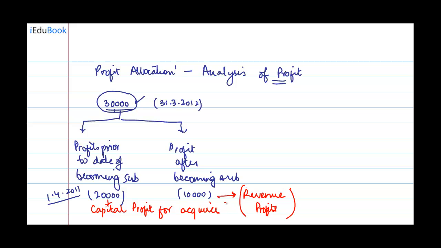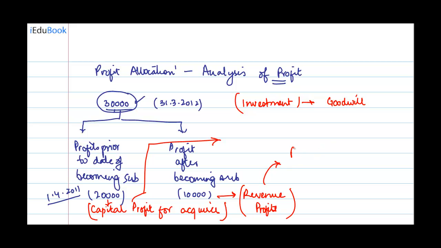Now what is the difference between these two? The difference is that while the capital profit is effectively considered as a part of investment and therefore adjusted to calculate goodwill, revenue profits basically are part of the profit and loss account of Ram Limited, or the acquirer, right?